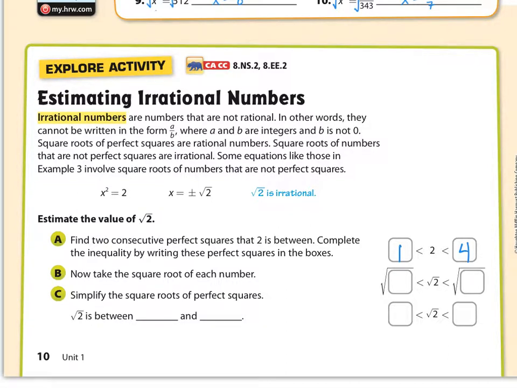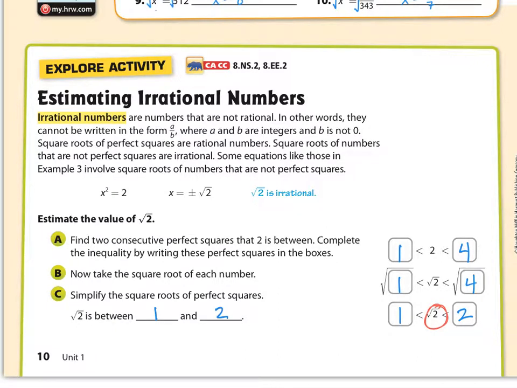So we're going to take the square root of each of those numbers. So the square root of 1, the square root of 2, and the square root of 4. Well, we know the square root of 1 is 1, and the square root of 4 is 2. So this means that my square root of 2, right there that I've circled, is in between the number 1 and 2. So it's going to be like 1 point something. Okay, I'm actually going to stop right here because I'm not going to worry about you knowing much more than that.